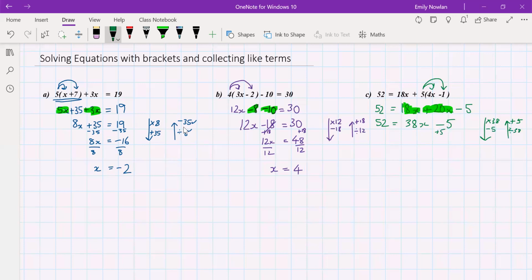Let's add the 5 to both sides of the equation first. 52 plus 5 is 57. The 5's go, and we're left with 38x. Then divide by 38. And we just normally write our pronumeral on the left-hand side. So I'm just switching sides. x is equal to, what's 57 divided by 38? It's 1.5. And we're done.